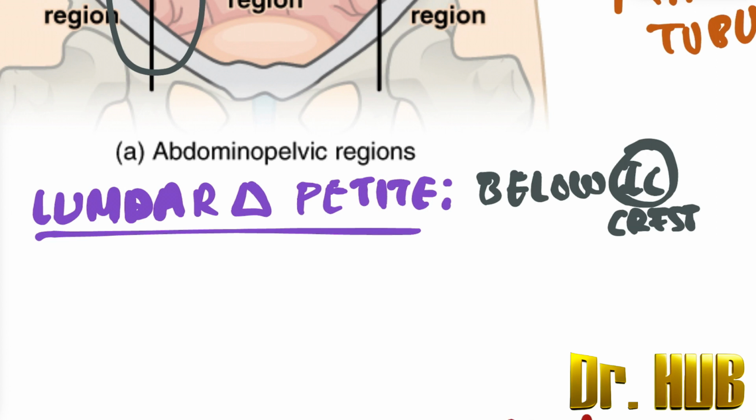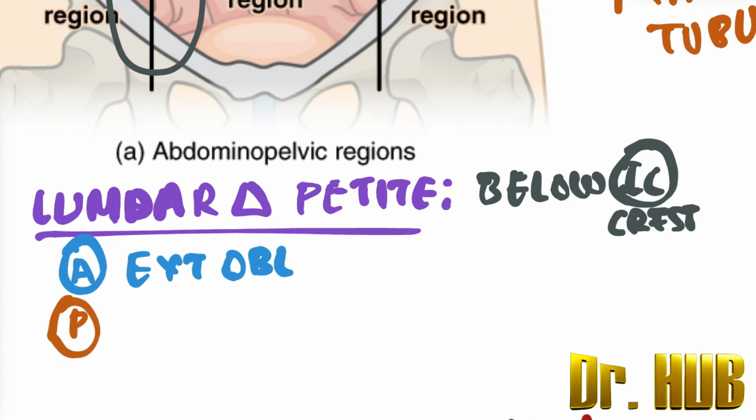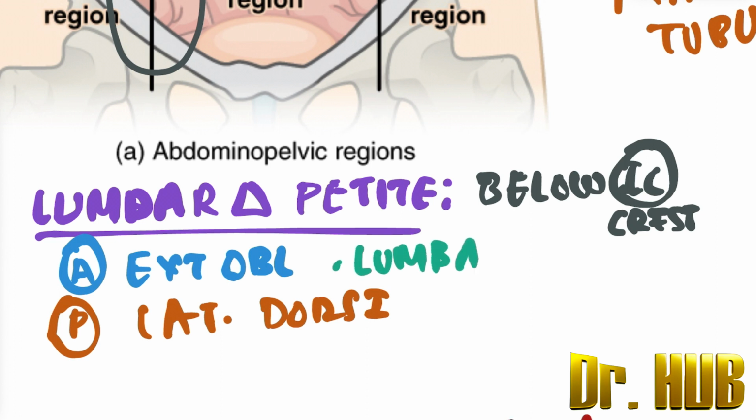It is formed by the iliac crest, and anterior to this lumbar triangle of Petit is the external oblique, and posteriorly there is the latissimus dorsi. There can also be a lumbar hernia, it can occur here.